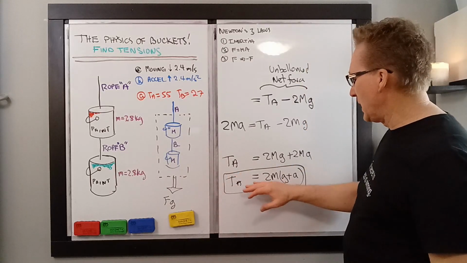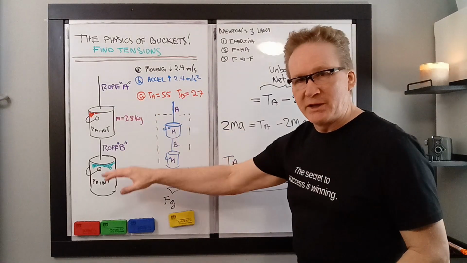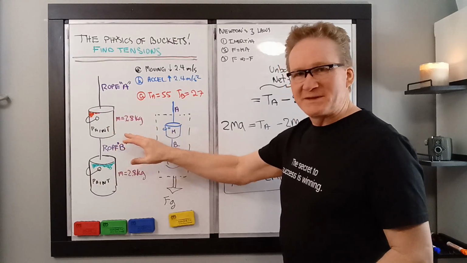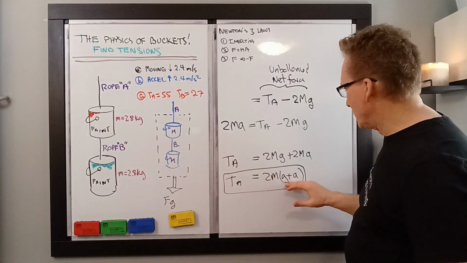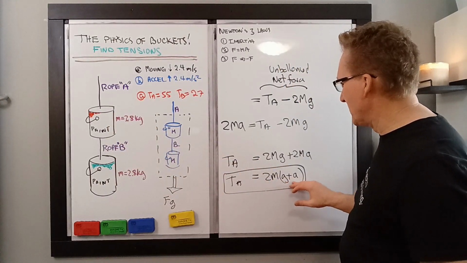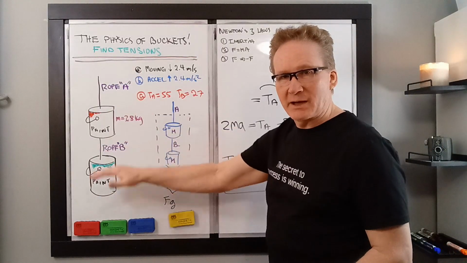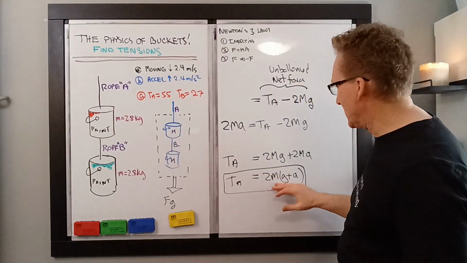This is a common way you're going to see pulleys and ropes and things like that. You're going to see some sort of g plus acceleration, g minus acceleration, especially if you're doing it up and down like this. So don't be surprised if you have something like this.